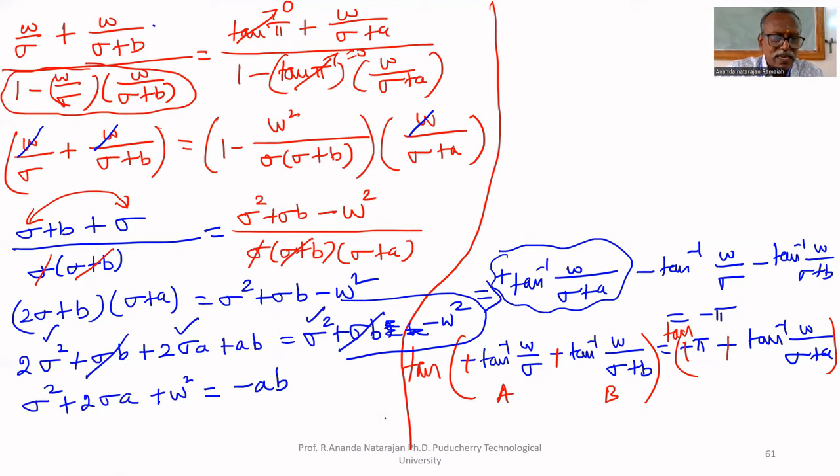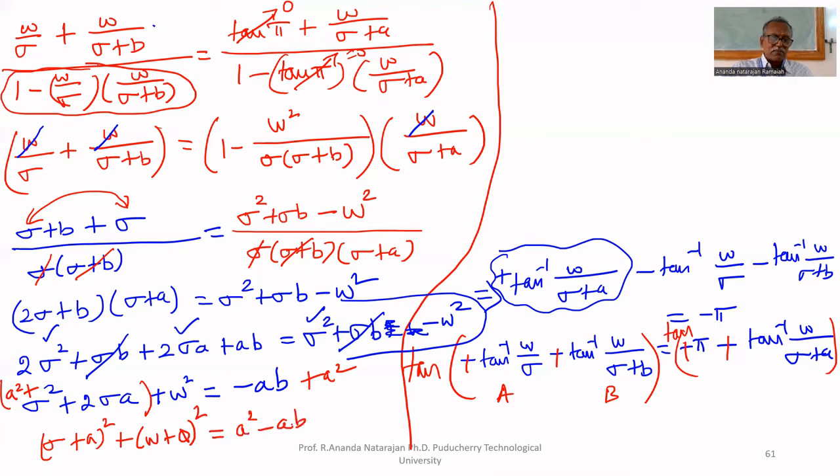Deliberately add A square on both sides. A square plus sigma square plus 2 sigma A can be written as sigma plus A whole square plus omega plus 0 whole square equal to A square minus AB.